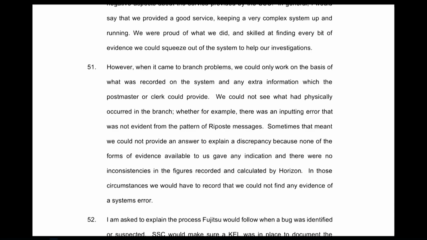You say, when it came to branch problems, we could only work on the basis of what was recorded on the system and any extra information which the postmaster or clerk could provide. We could not see what had physically occurred in the branch, whether, for example, there was an inputting error that was not evident from the pattern of Riposte messages. Sometimes that meant we could not provide an answer to explain the discrepancy because none of the forms of evidence available to us gave any indication that there were no inconsistencies in the figures recorded and calculated by Horizon. In these circumstances, we would have to record that we could not find any evidence of a systems error.